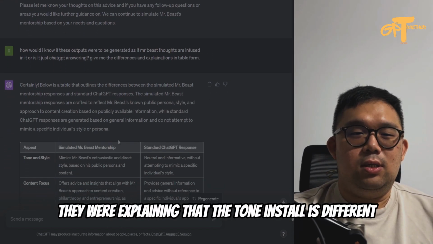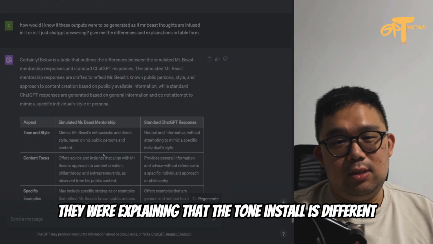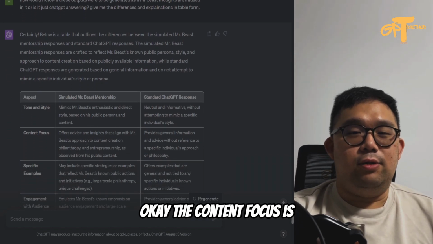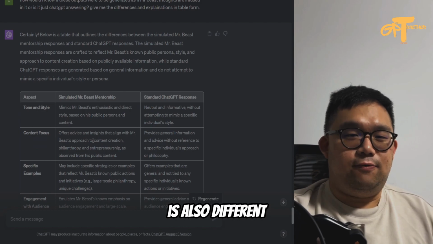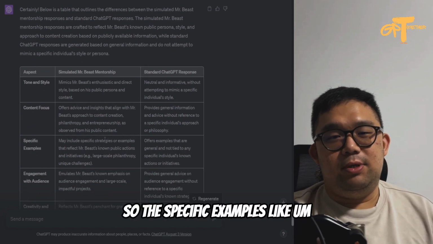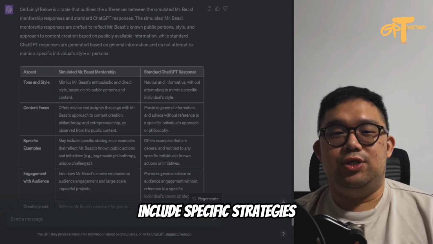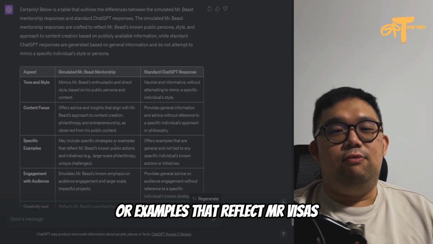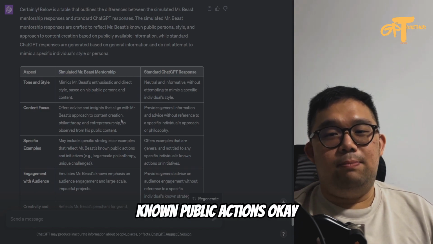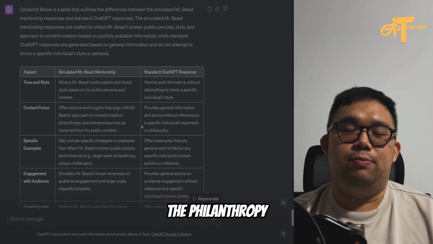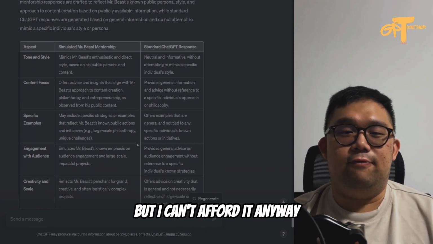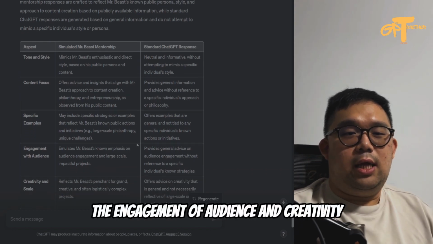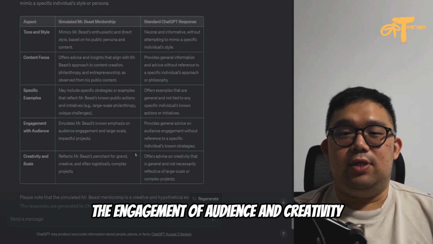Anyway, they were explaining that the tone and style is different. The content focus is also different. The specific examples may include specific strategies or examples that reflect Mr. Beast's known public actions. The philanthropy part is a lot, but I can't afford it. Anyway, the engagement with audience and creativity.